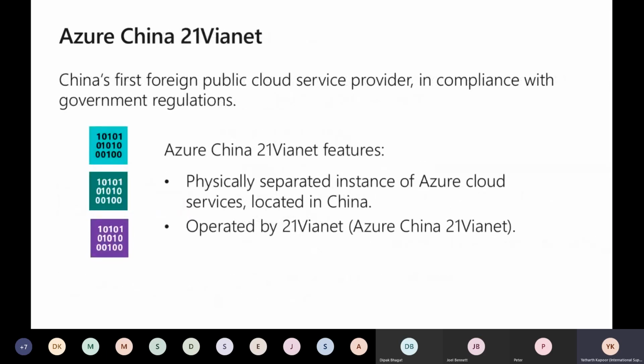For China, we have a separate region called Azure China 21Vianet, physically separated from the whole of the Azure cloud. As you would know, China has some unusual regulations. Their data does not go out, or if it goes out or comes in, it has to be under the surveillance of the Chinese government at all times. So Microsoft has a dedicated data center in China for the people who want to use it there.